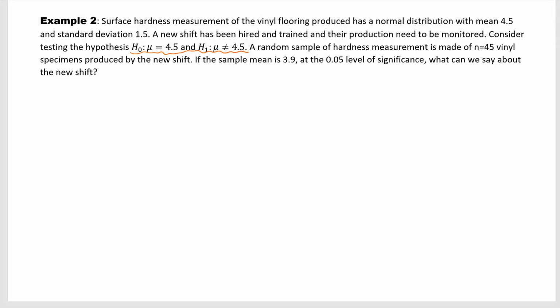Okay, so let's look at the steps. I hope you can write down the 5 steps. You don't have to say step 1, step 2, but at least point out each one. Okay, step 1. The null hypothesis is mu equals 4.5, and the alternative hypothesis is mu not equal to 4.5. So far, so good, everybody. That's the first step: determine the null hypothesis and the alternative hypothesis. And here we have a two-sided alternative.